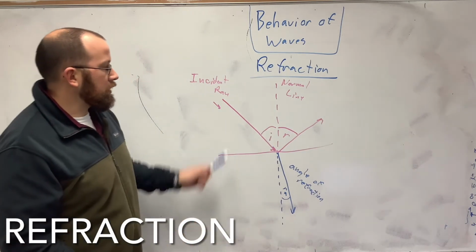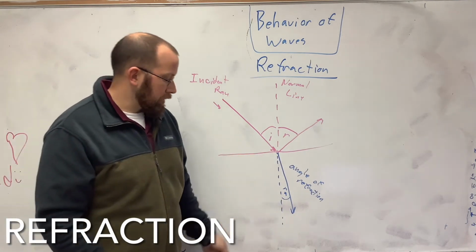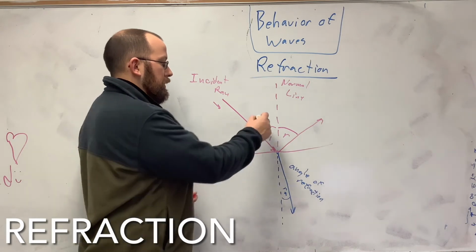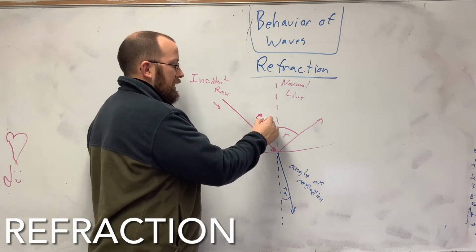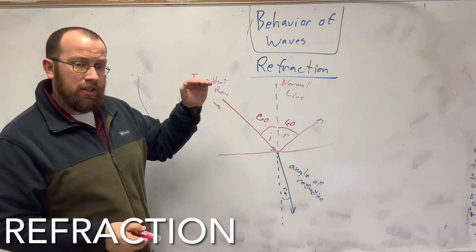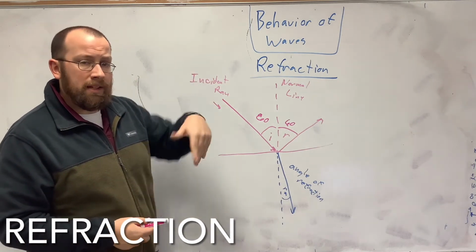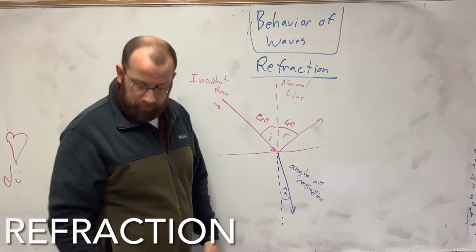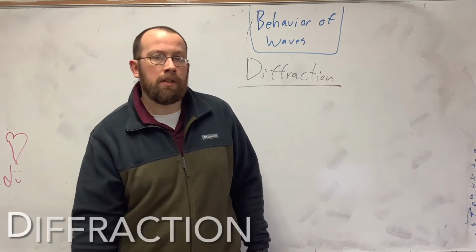So that's refraction. Once it hits a new medium, it actually changes the angle of it. So whereas these two are equal, so if this one is 60, this one's 60, this is not 60, because it changes its direction based on the speed when it hits a new medium. All right, the next one we're going to talk about is diffraction.